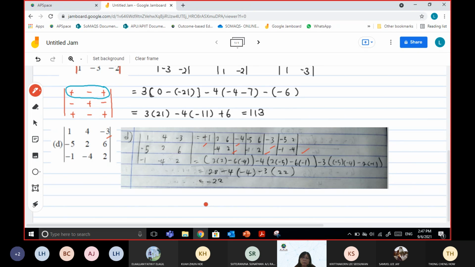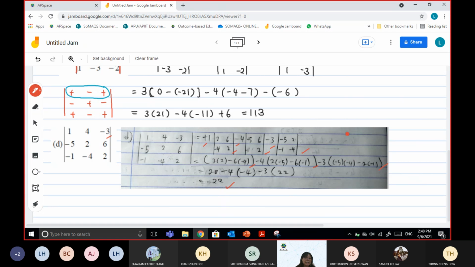Then proceed to find the determinant. So yes, this is correct. Then -4, -5 times 2 minus 6 times -1, correct. -3 times -5 times -4 minus 2 times -1, correct. Then do the calculation. So the final answer -22 is correct.